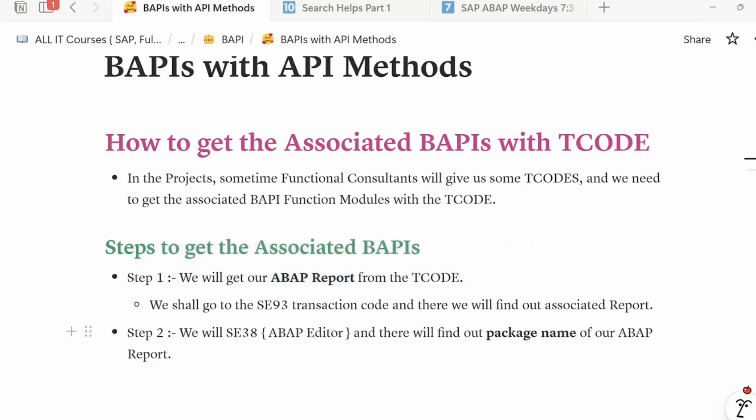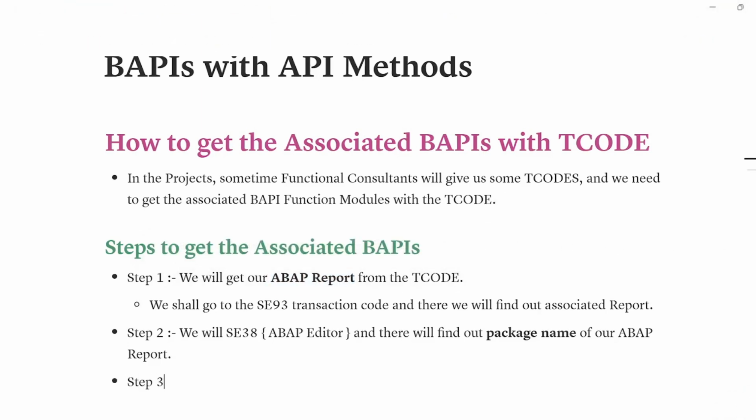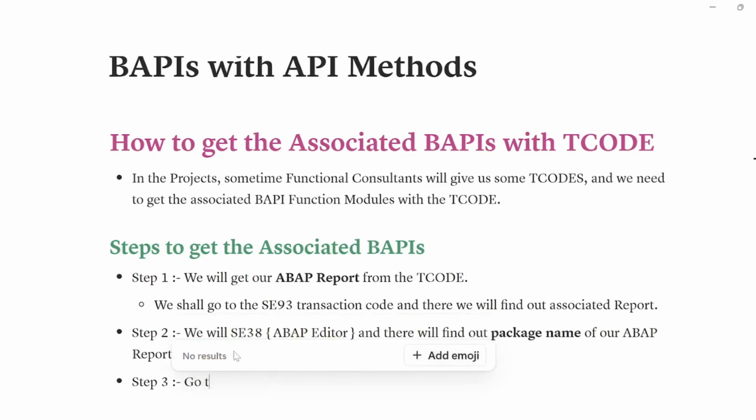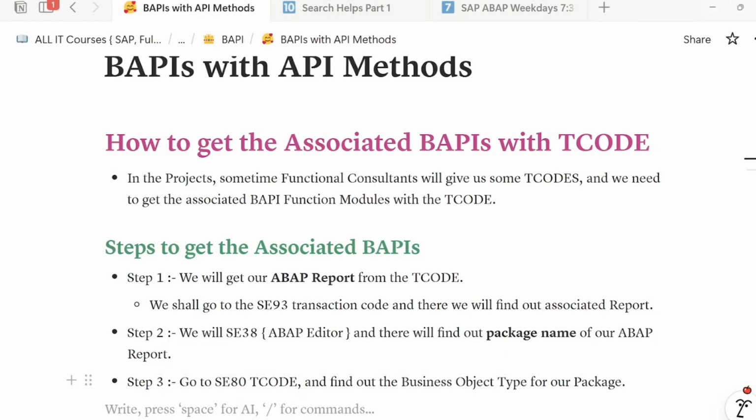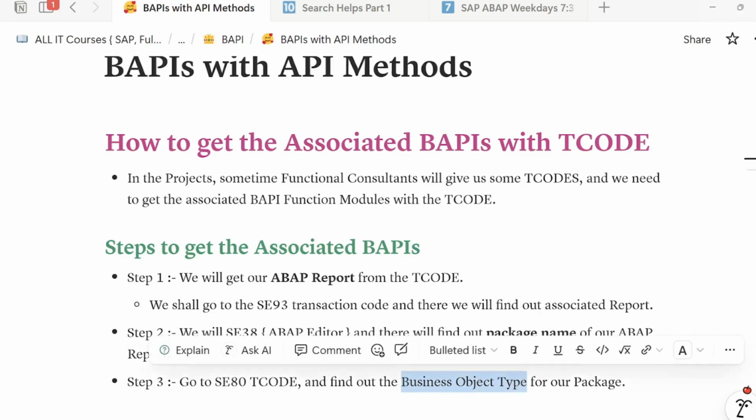And once you have that, you are required to find out the business object type. So go to Object Navigator, SE80 transaction code, ABAP Workbench, and find out the business object type for our package.